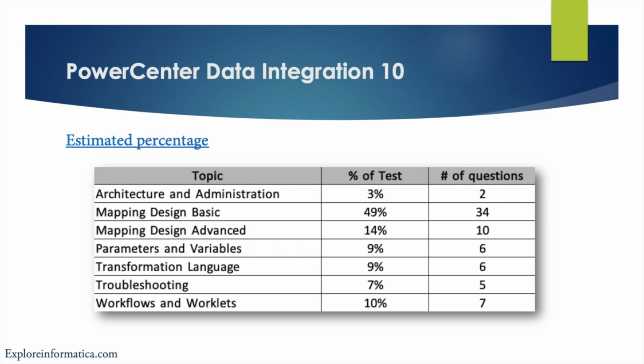This session talks about most of the transformation in Informatica Power Center, and you will get almost 44 questions from this topic. The other numbers like 2 questions from architecture and administration, 6 questions from parameters and variables and also transformation language, 5 questions from troubleshooting, and 7 questions from workflow and worklets. I would suggest to focus more on transformations, parameters, and workflow related topic that will help you to pass the certification, also help you to become a specialist developer with Power Center data integration. Let's talk about each session in detail.